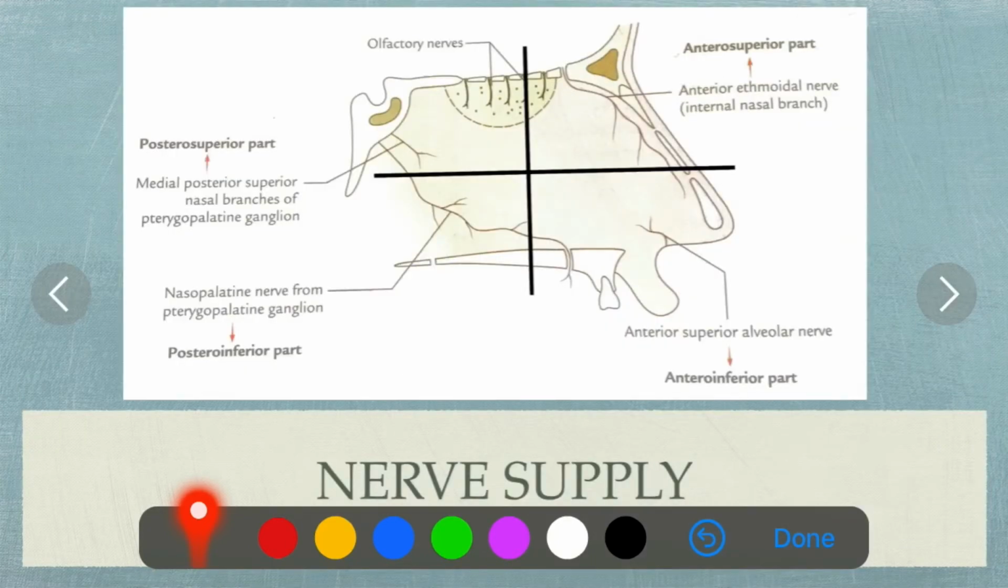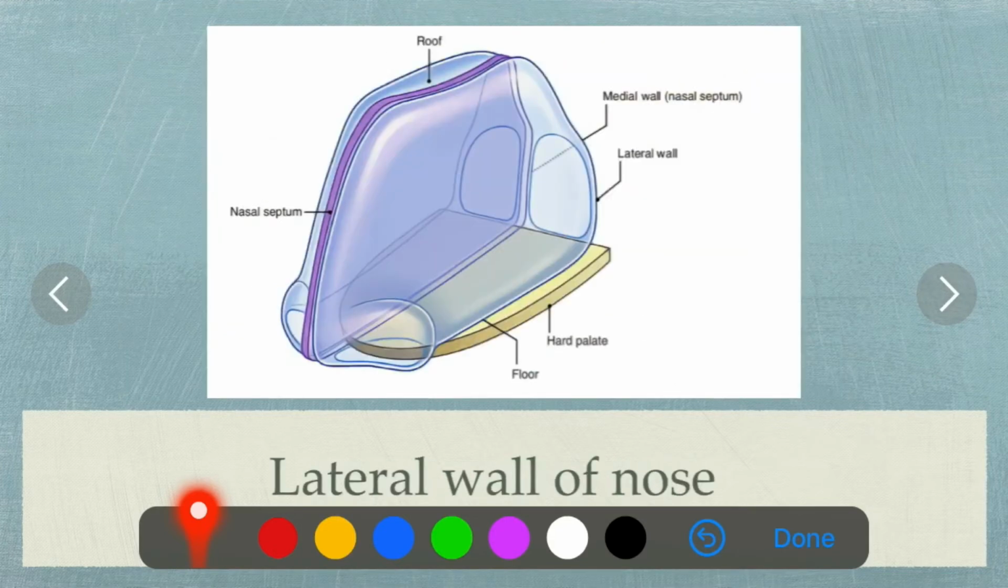The nerve supply is as follows: olfactory nerves. The anterior superior part is supplied by the anterior ethmoidal nerve. The anterior inferior part is supplied by the anterior superior alveolar nerve, and the posterior part is supplied by the pterygopalatine ganglion. Now let's discuss the lateral wall of the nose.